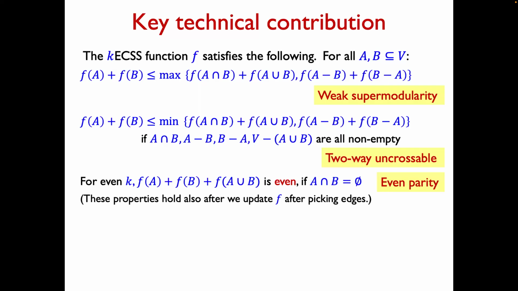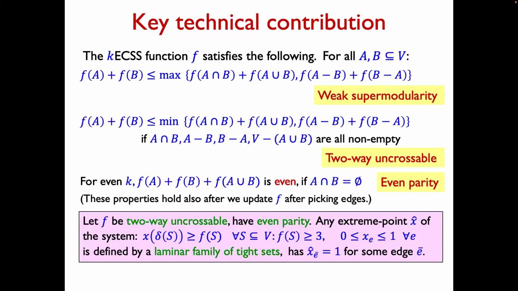If you pick an edge, then one can verify that this quantity would decrease by 1 for exactly 2 of those sets. That's why even parity is maintained. It would not be true for any 2 arbitrary sets. So throughout, f has all of these properties.